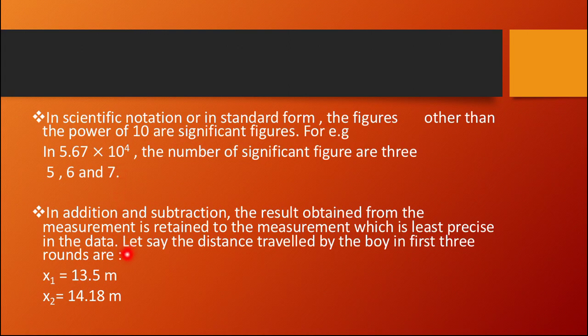In addition and subtraction, the result obtained from the measurement is retained to the measurement which is least precise in the data. Here I have taken an example. Let's say the distance traveled by the boy in the first 2 rounds is x1 equals 13.5 meter, x2 equals 14.18 meter. So if you are going to add them, the result should be retained to the least precise one in the data. Here in the data the least precise value is 13.5. Why is it least precise? Because here there is one digit after the decimal point. So we will round off our result to one digit after the decimal point.